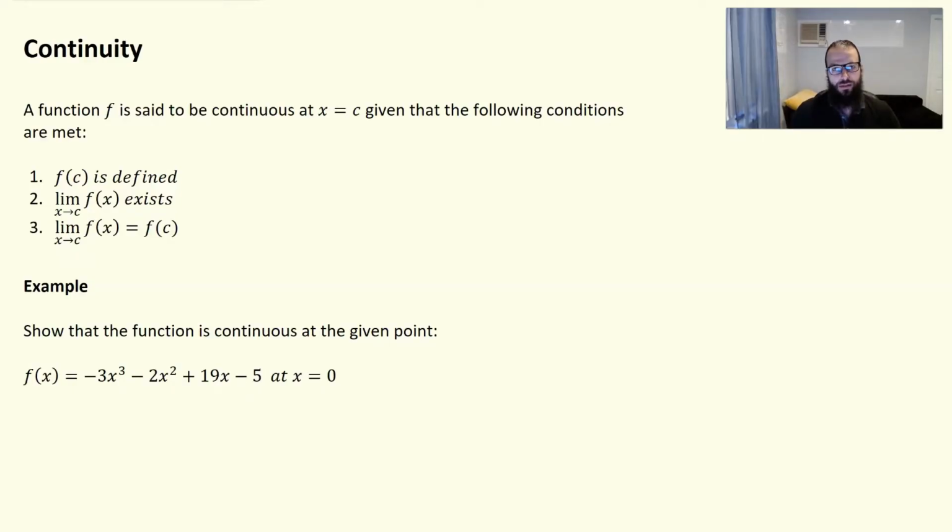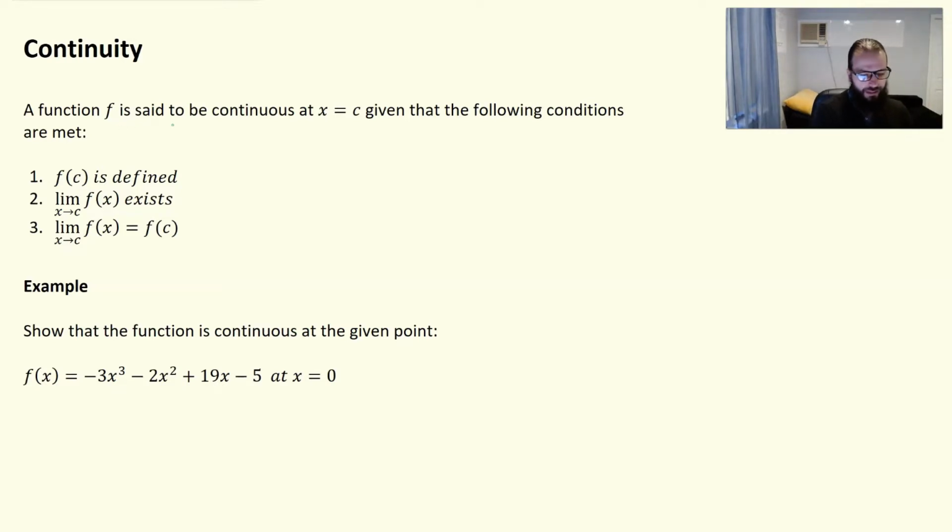Next topic in our Limits and Introduction to Derivatives chapter is continuity. And we've used continuity a few times already, but we haven't really discussed the conditions that are required in order for a function to be called continuous. So let's take a look.